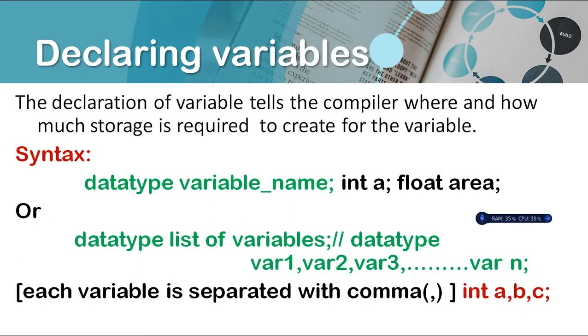So remember, each and every variable must be separated with a comma. You must put the comma between the variables, otherwise your compiler cannot recognize them. So now this is a simple example of how you can declare multiple variables of the same data type. Here I want to declare three variables of type integer. So I cannot write int a, int b, int c. Simply I can declare int a, b, c.